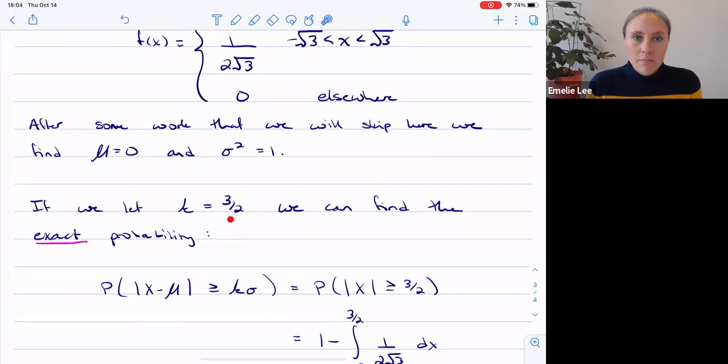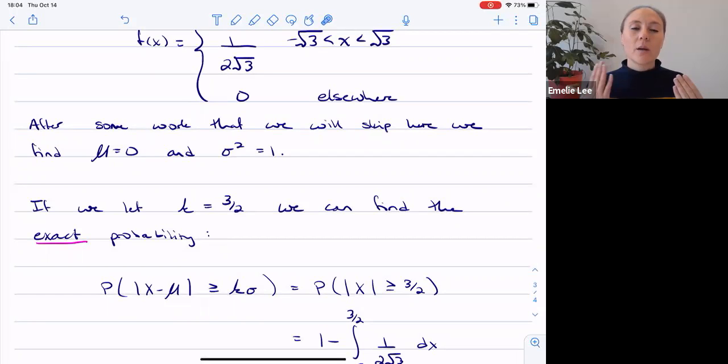If we pick some k is 3 over 2, let's say, it doesn't have to be an integer, so that's why I'm showing here 3 over 2 is not an integer. Then we can find the exact probability, and then I want to compare it to the upper bound. So if I set up this exact probability, I'm going to have the probability that x minus mu, but remember mu is 0 here, so I'm going to substitute mu equals 0, is greater than or equal to k, where k is 3 over 2 times sigma, which is 1.